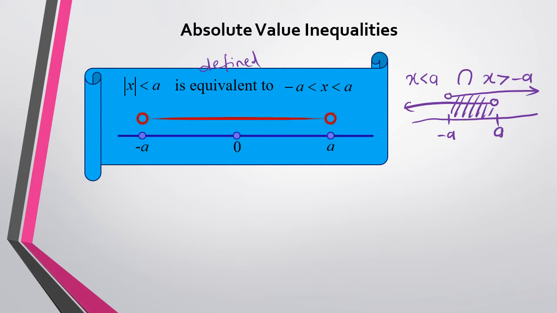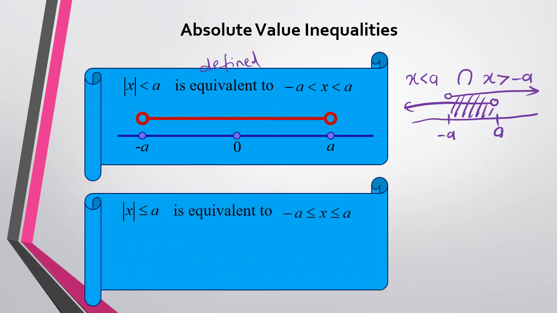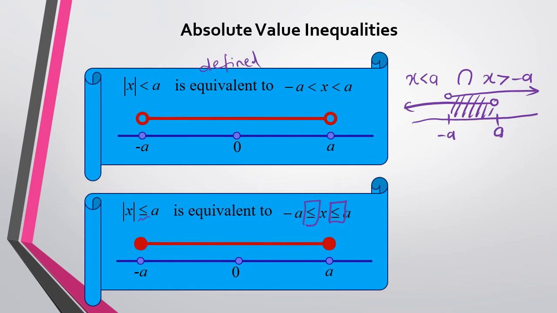Okay, so this is the area, from negative a to a. The second one, if we have the equal sign, it is the same as the first one. The difference is only for the sign, meaning that a is included for this part, the dense dot here.